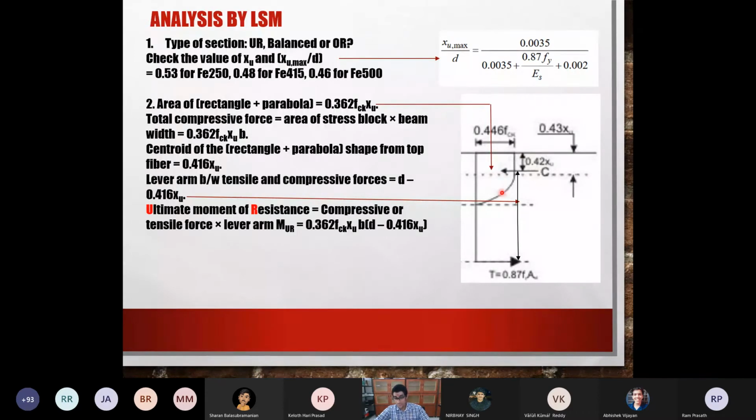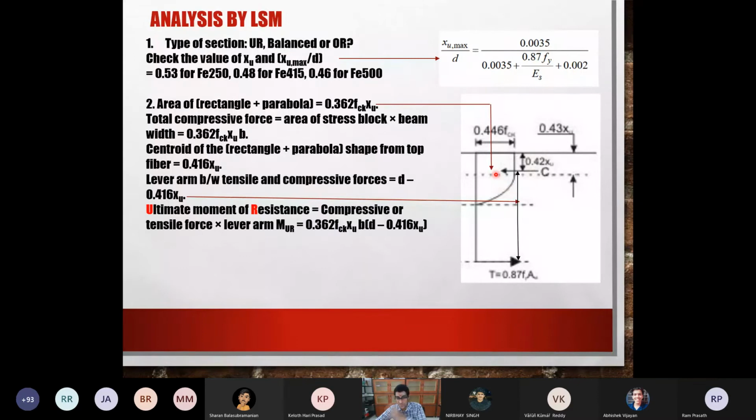Now, in WSM we found the compressive force and we found the tensile force. Now to find the moment, how did you find the moment from the compressive force in the working stress method? The compressive force into the distance from the top, D minus KD by 3. That is the lever arm, because for a triangle, KD by 3 is the centroid, so you were able to find it easily.